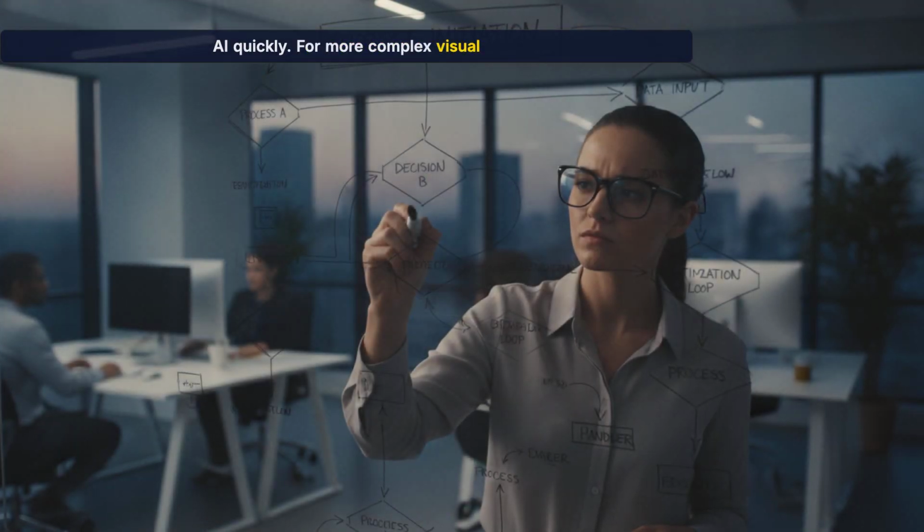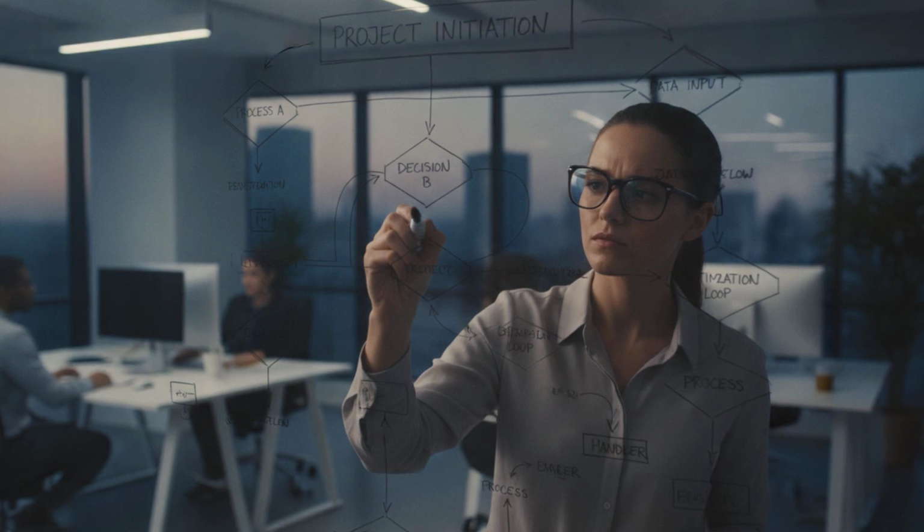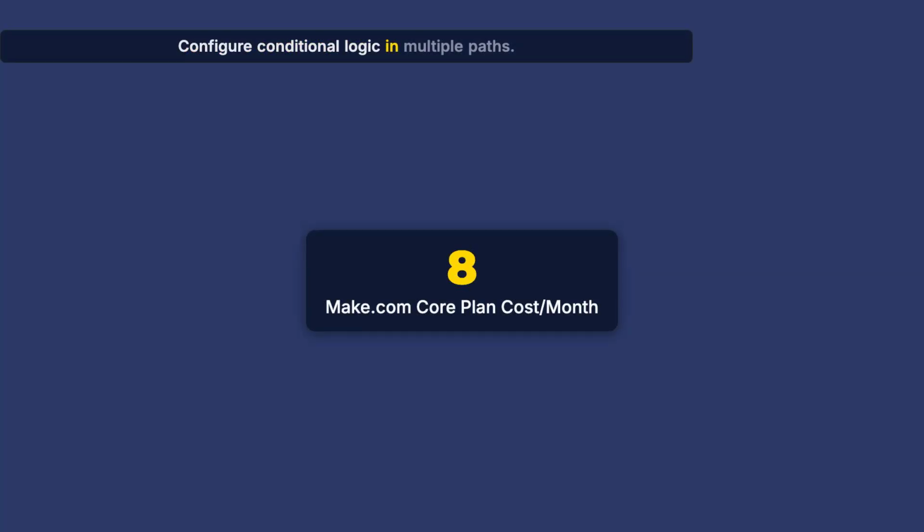For more complex visual workflows, explore Make.com. Drag and drop modules to build intricate scenarios. Make's core plan starts at $9 a month for 10,000 operations. Configure conditional logic in multiple paths. This offers greater control over your AI process.